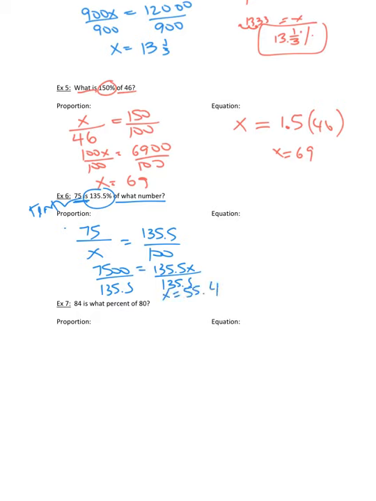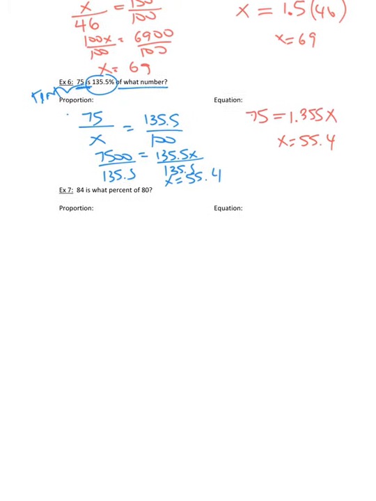So say 55.4. As an equation, 75 is equals 135.5% will be, you're going to go back 2 places, 1.355 times x, what number? And you divide both sides, 75 divided by 1.355 is going to give you the same thing, about 55.4. I should have told you what to round to for that one.